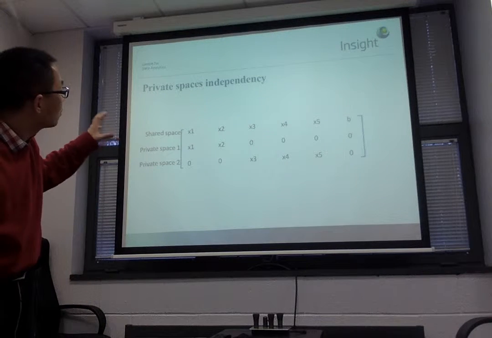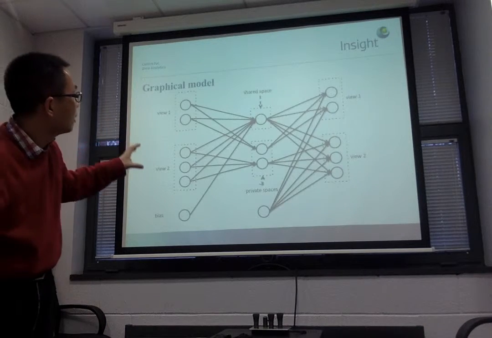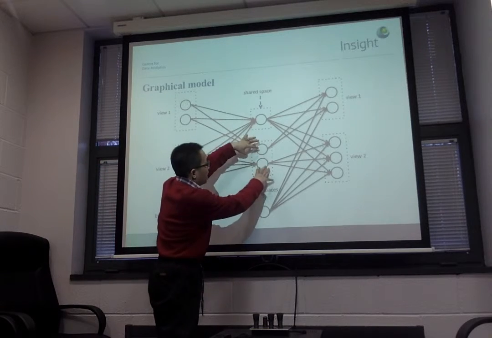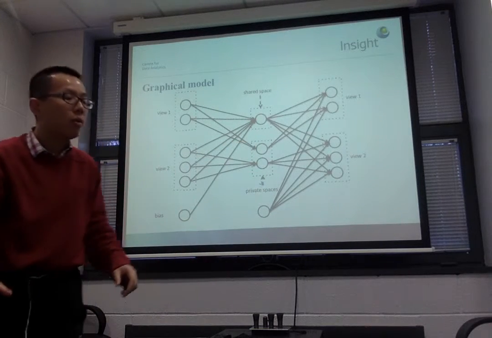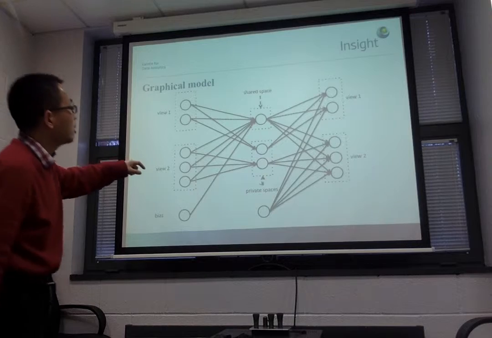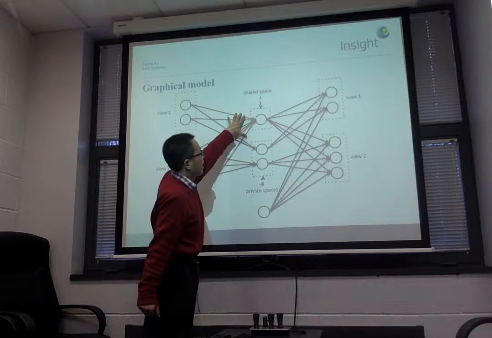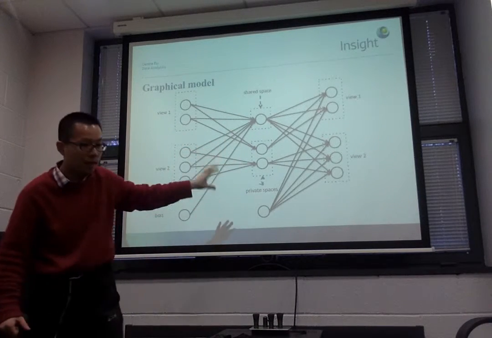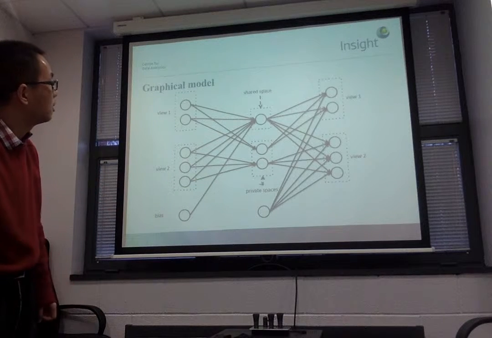So private spaces are independent. So we want them to be independent. And now what I'm going to prove is that the shared space is also orthogonal to the private spaces.